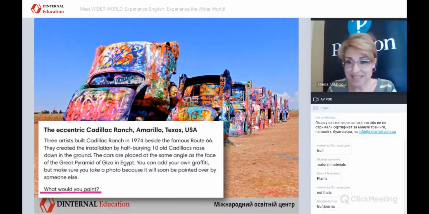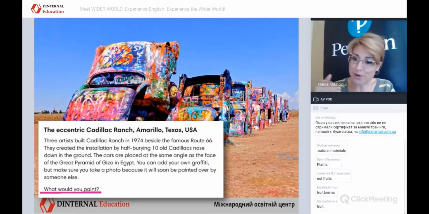In the 70s, two designers started this installation, this project of half-buried Cadillac cars. And the funny thing is, it's not far from the famous Route 66 in the United States. Everybody is allowed to spray their own graffiti. It's legal, so nobody will fine you for that. And the good question here is, what would you paint?